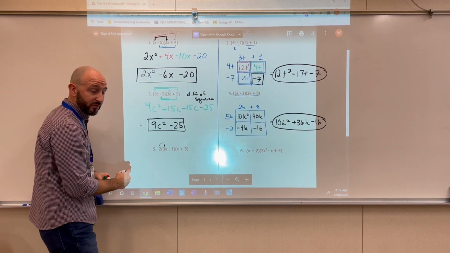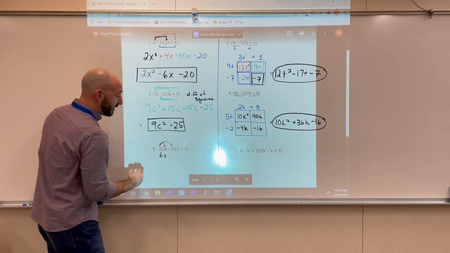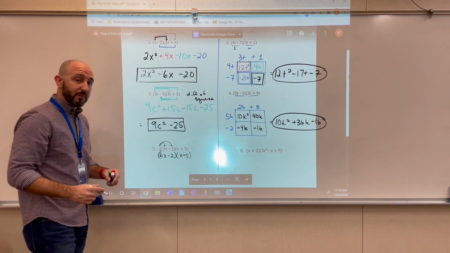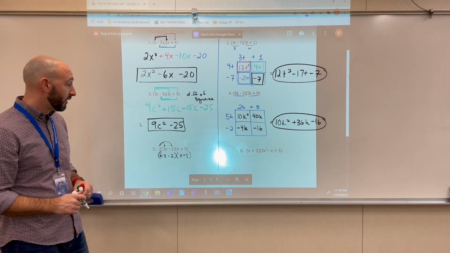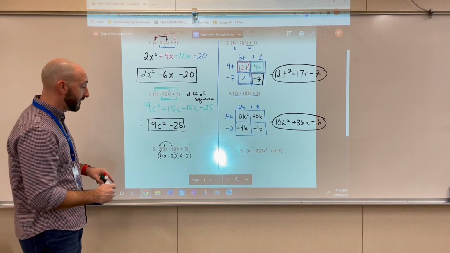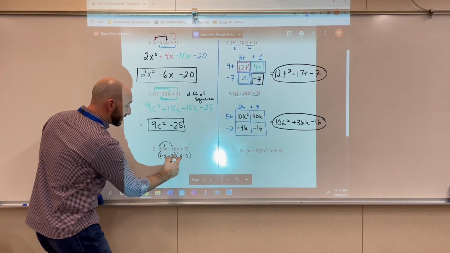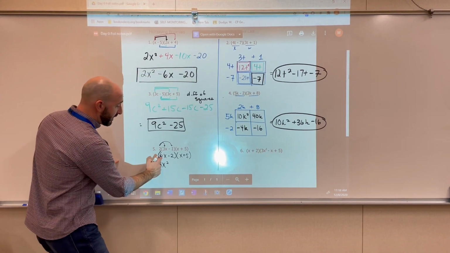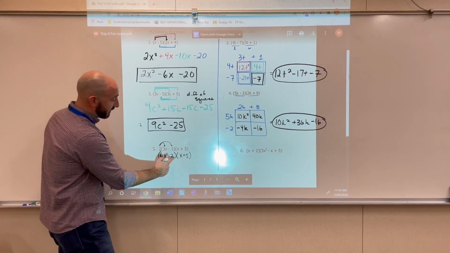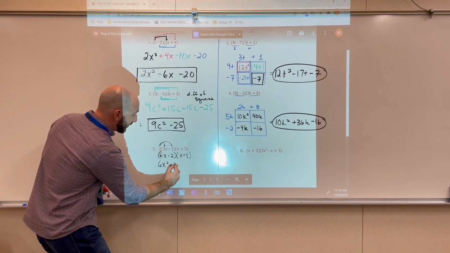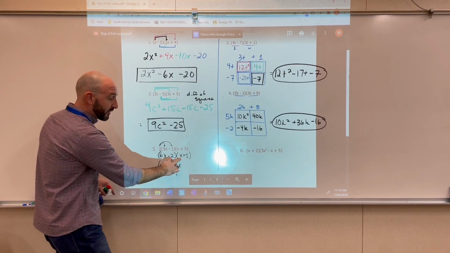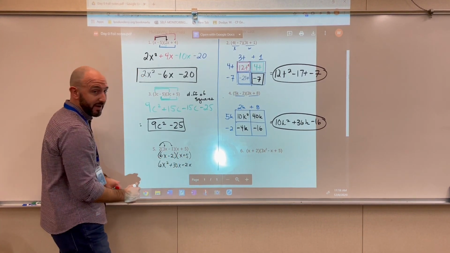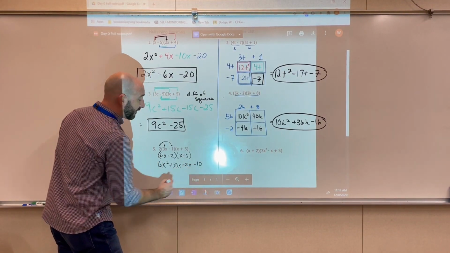So 2 times 3x is 6x. 2 times negative 1 is negative 2. And then we're going to multiply that now using FOIL times the quantity x plus 5. So let's go ahead and do that. The first term, 6x times x, gives us 6x squared. The outer terms, 6x times 5, gives us 30x. The inner terms, negative 2 times x is negative 2x. And then negative 2 times 5, which are our last terms, give us negative 10 for a product.